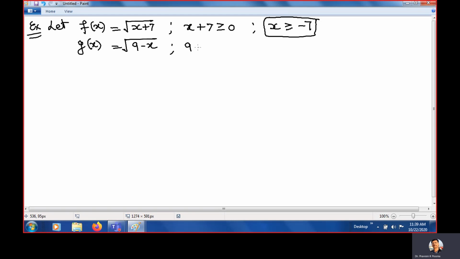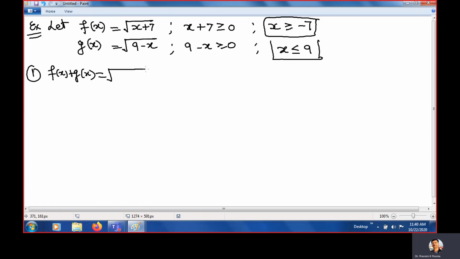And what is the domain of the second function? 9 minus x greater than or equal to 0, so it will be x less than or equal to 9. You can try in your notebook. So these are the domains of fx and gx. Now, the first thing to calculate is fx plus gx. Because the functions are radical, we cannot simplify them. They will remain the same. So no need to solve further. This is the final answer. Radical functions we cannot club together.